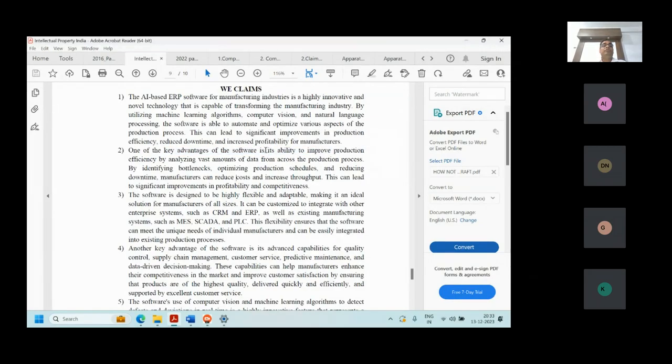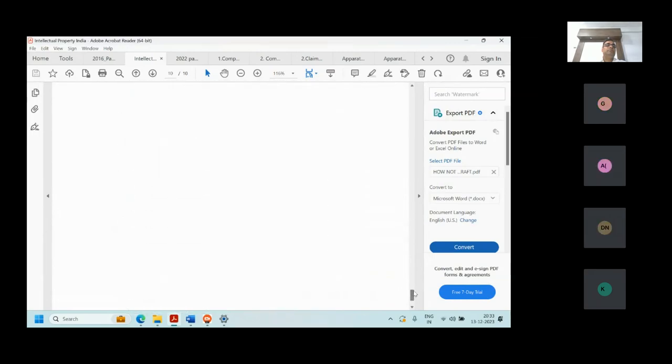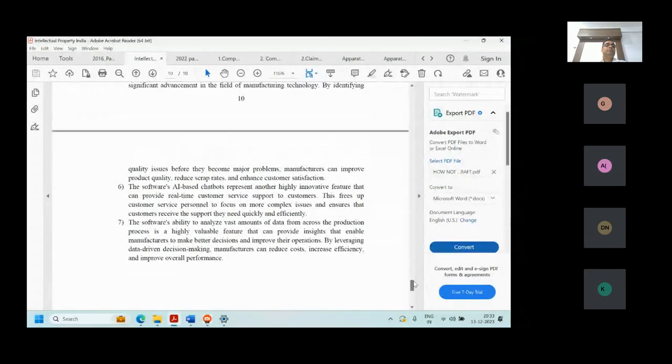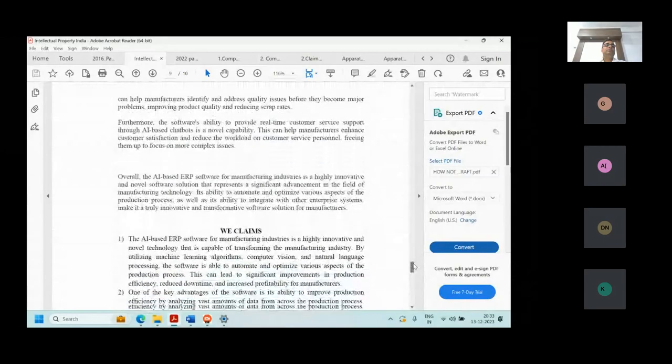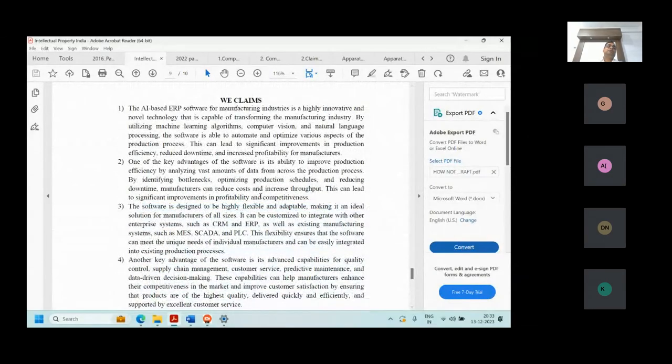All the advantages of software? Which software? Which you have not described. They are saying software is designed to be highly flexible and adaptable. How? Nothing is there, right? So, this is nothing but an essay. No, sir, software itself is non-patentable according to Indian law, if it is not with some attachment with hardware. So whatever they have claimed, in the first line itself, they will get the objection.